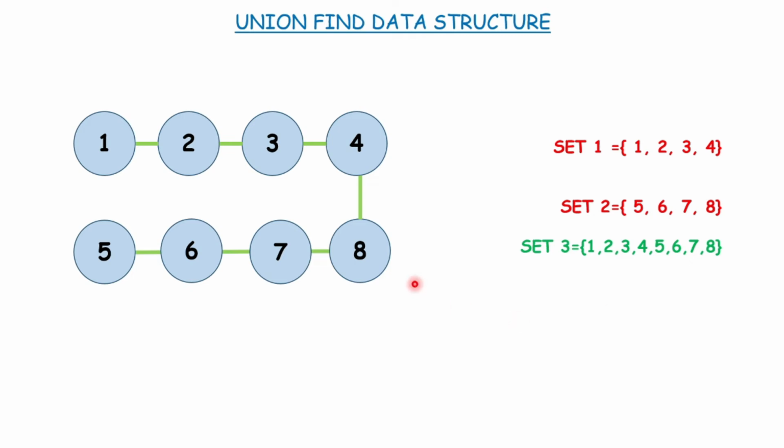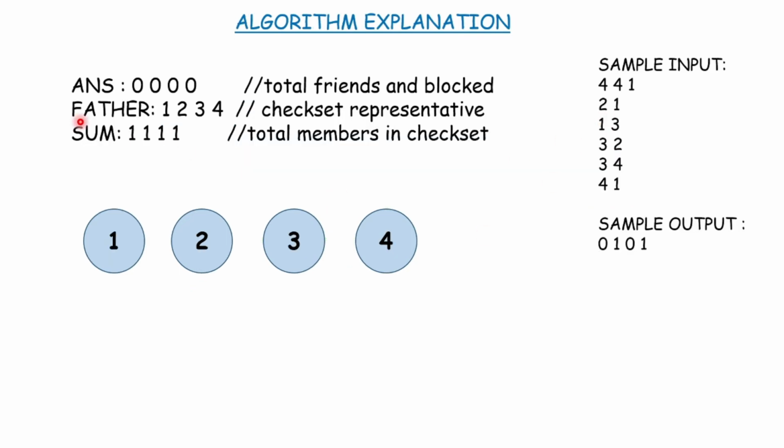Now let's see how union set or union find helps us to find the solution of our problem. So we'll first initialize three arrays. First array being the answer array. It stores the total number of friendship relationships and the total number of blocked relationships inside a set. We initialize it first to 0.